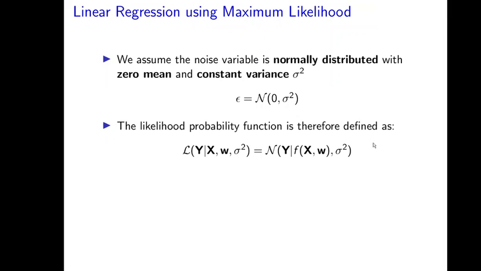Therefore, we define our probability function as a normal distribution again. So we believe that the regressor or the predictor variable x is normally distributed with an average of the function of x and w, so the regression line, and the variance is the constant variance regarding the noise that comes with our specification.